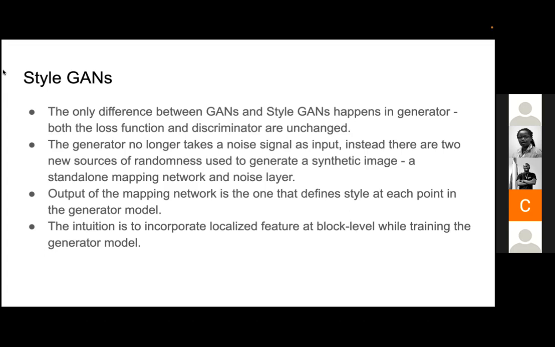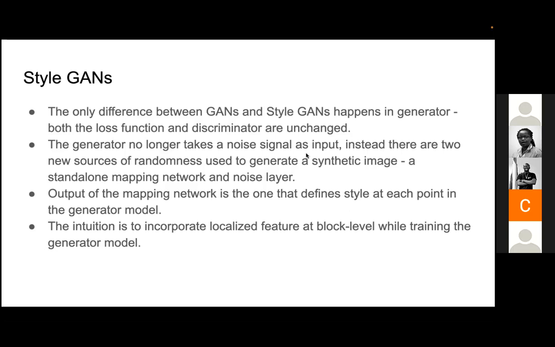And the same thing happens with the discriminator, because in progressively growing GANs the discriminator is not changing, and in StyleGAN the discriminator does not change. But something different in StyleGANs is that the generator no longer takes a noise signal as input. Because if you remember, in progressively growing GANs or any other GANs, it takes a latent point in latent space.